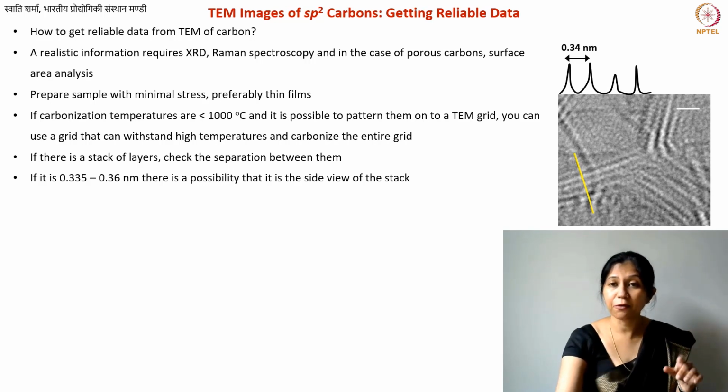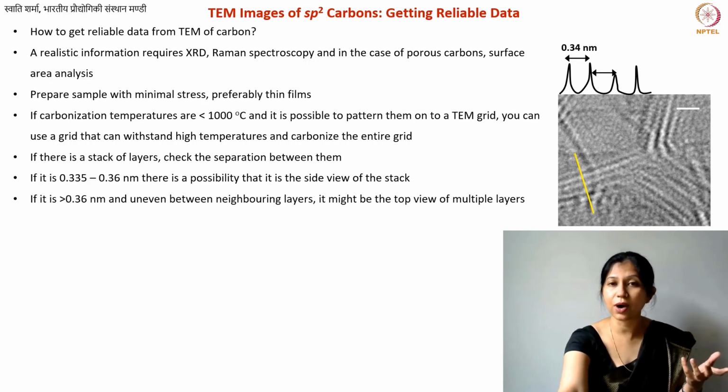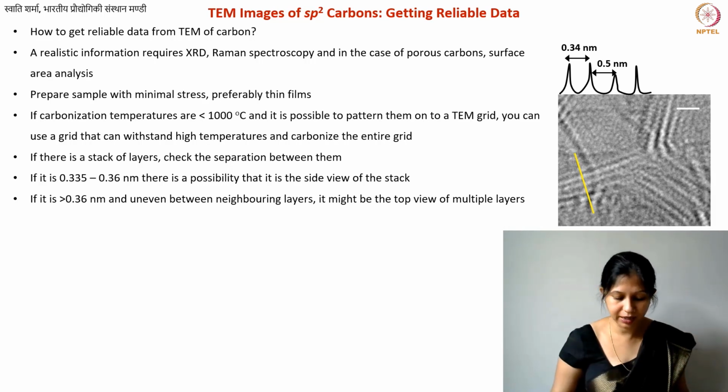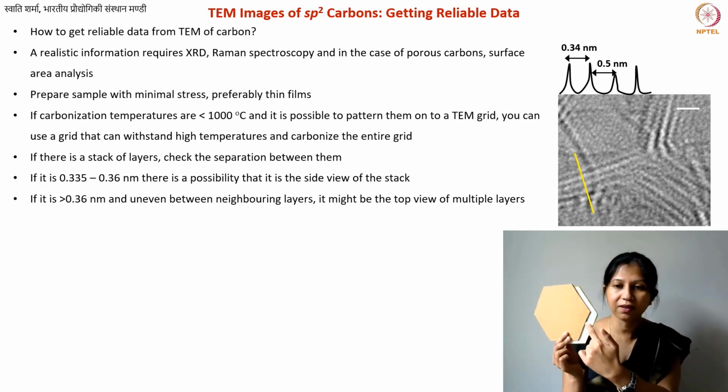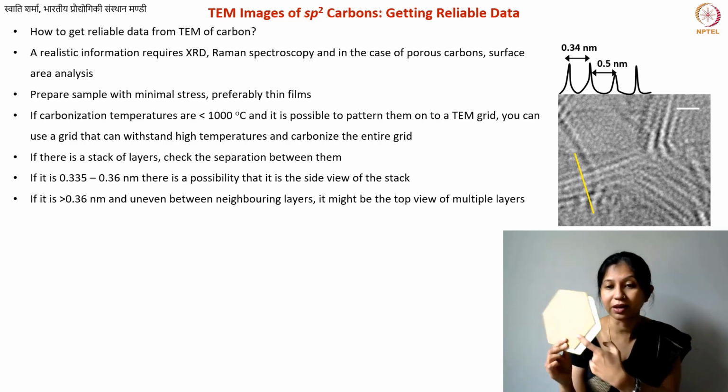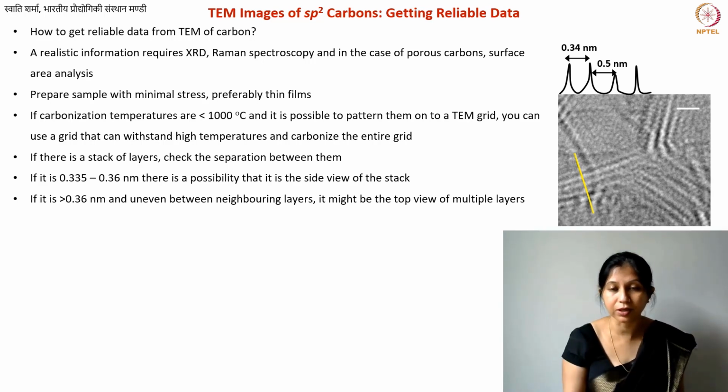However, if this is much larger, let's say you have something like 0.5 nanometer between the two layers, then there's a higher probability that you are looking at this, because this separation is not necessarily 0.335 or anywhere close to it. So this is one thing that you can do if you're a little bit confused.